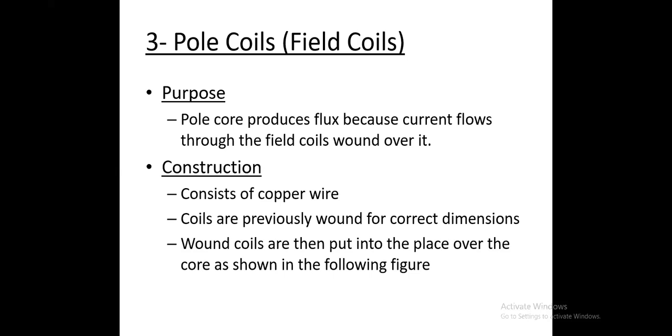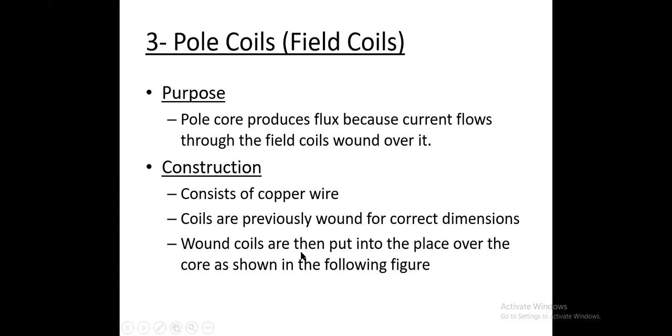Otherwise, I am moving towards the next aspect, the pole coils. Pole coils are also known as field coils. Purpose: the pole core produces flux because current flows through the field coils wound over it. Moving to the construction, it consists of copper wire. Coils are previously wound to the correct dimensions.